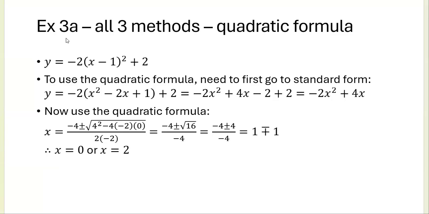Third example. We're given it in this form now. We're actually given it in vertex form. There's a reason I chose this example, okay? So to use the quadratic formula, we've got to first go to standard form. We've got to pick out the A, B, and C, right? That's in standard form. So we've got to expand this and simplify. If you do the math, it's -2x squared plus 4x. So A is -2, B is 4, C is 0. Plug into the quadratic formula, you get x is 0 or x is 2. I won't go through the steps. You can pause the video to check, okay?